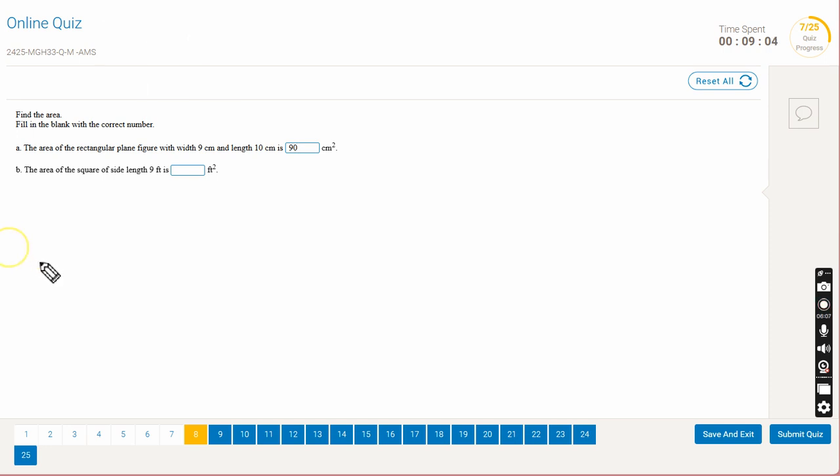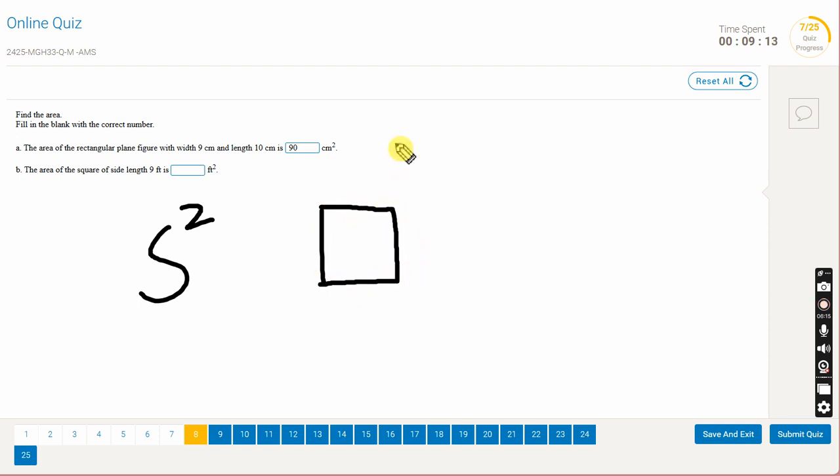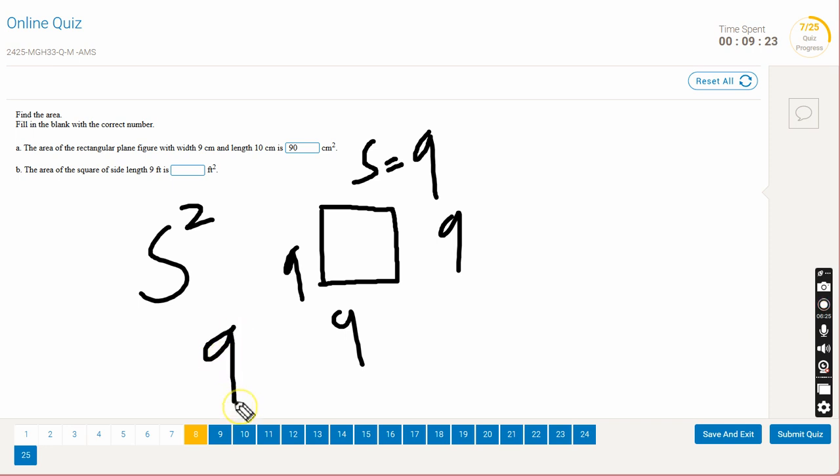Now the area of a square. Now remember, what is the area of a square? S square. Why do we say S square? Because all of the sides of a square, if I'm making the square right, are equal. So it will be 9 here, 9 here, 9 here, and then 9 here. So it's going to be all equal. So what is the formula? S square, just 9 to the power of 2, because all the sides are equal. Keep this in mind, it will help you later on as well. So 81. Let's go to the next one.